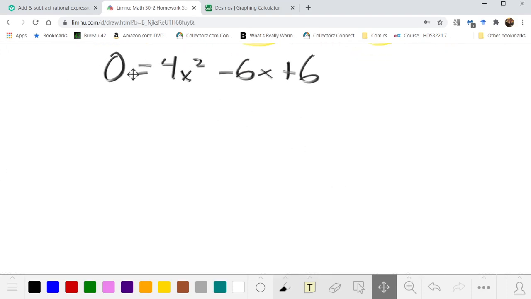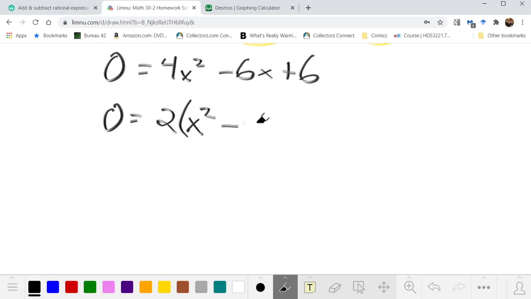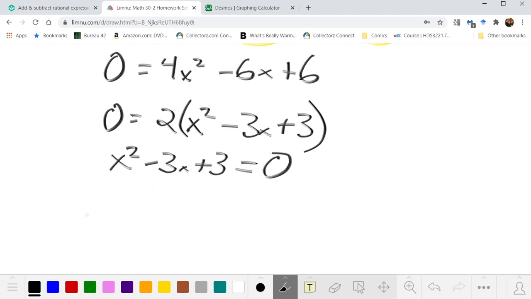Now we see that common factor of 2 that we could have pulled out from everything right from the start. X squared minus 3x plus 3. Because it's equal to 0, we can divide by that 2. We have x squared minus 3x plus 3 equals 0.